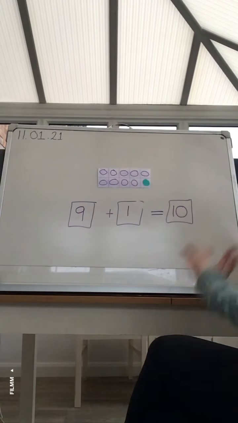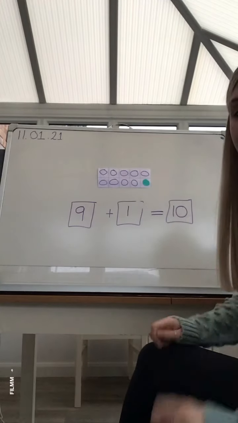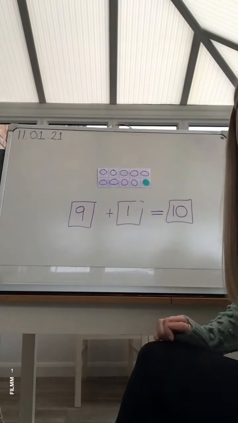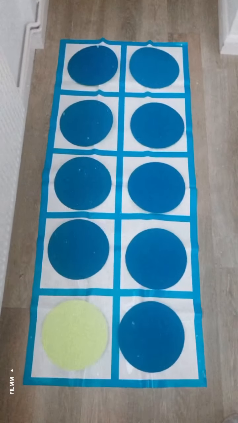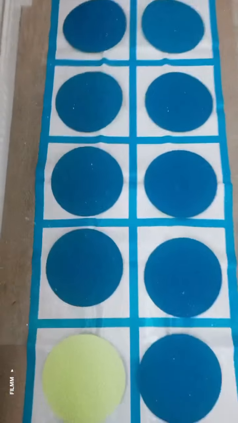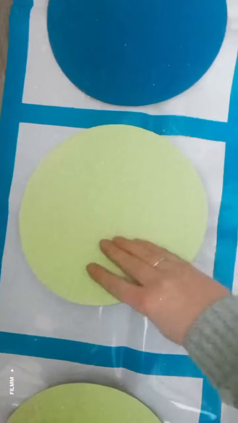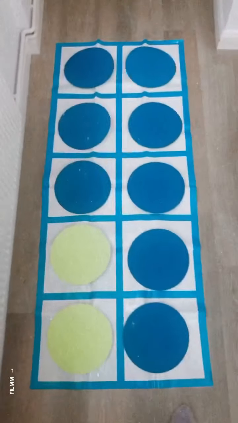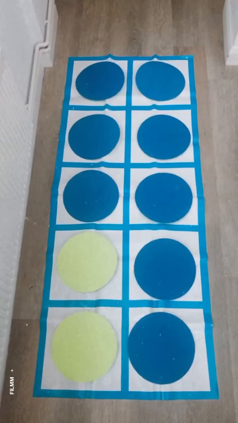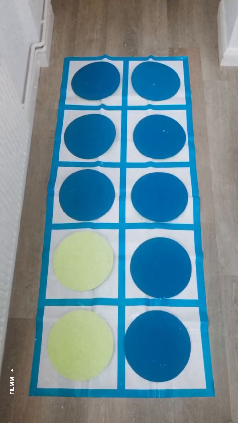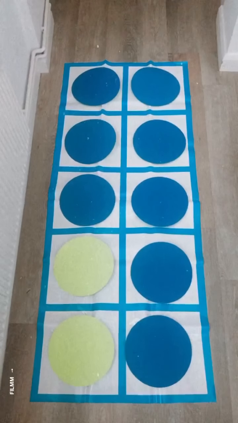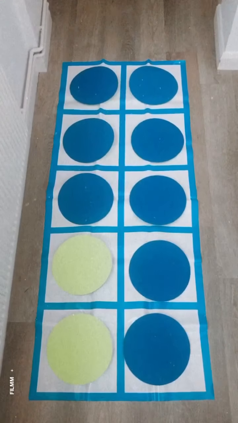So I know that 9 add 1 equals 10. To find the next possibility, I need to turn over another counter. Let's look at the tens frame. To find the next possibility, I need to turn over another counter, so I'm going to do that now. Now I can see that 8 blue counters add 2 green counters is the next way of making the number 10.